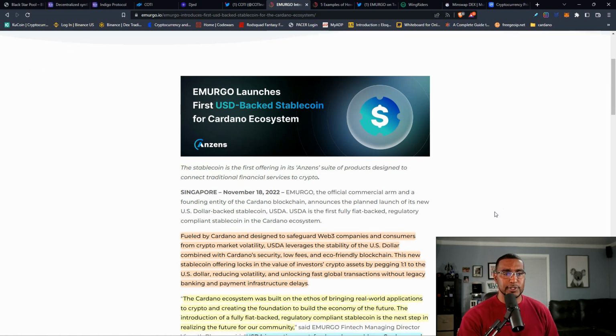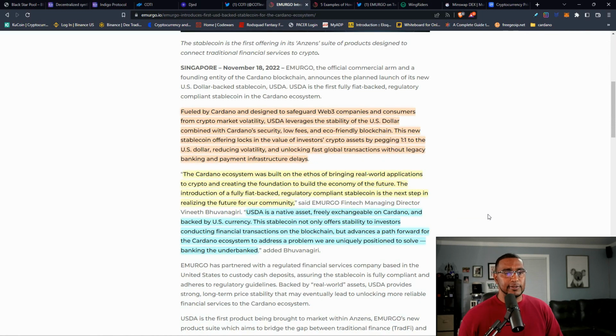Emurgo launches first USD-backed stablecoin for Cardano's ecosystem. All right, fueled by Cardano and designed to safeguard Web3 companies and consumers from crypto market volatility, USDA leverages stability in the US dollar combined with Cardano's security, low fees, and eco-friendly blockchain. This new stablecoin offering locks in values of investors' crypto assets by pegging one-to-one the US dollar, reducing volatility and unlocking fast global transactions without legacy banking and payment infrastructure delays.